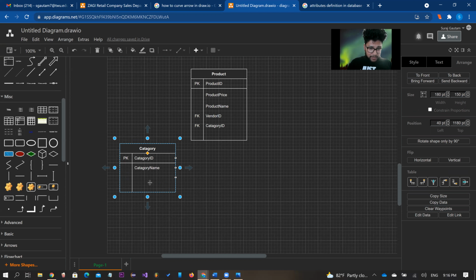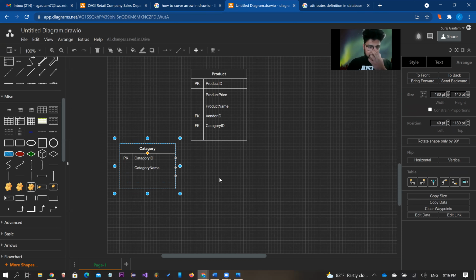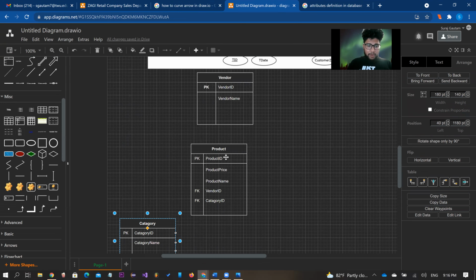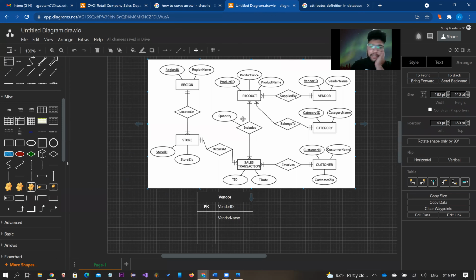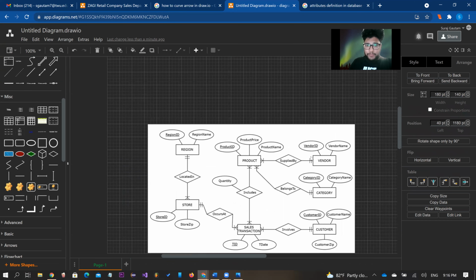I'm still confused about how we. So this is it. So we are done with the vendor, product, and the category. We have 7 entities: region, store, sales transaction, product, vendor, category, and customers. So next we're going to work on the includes.